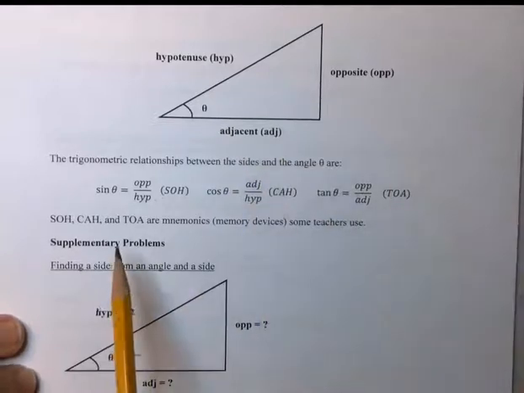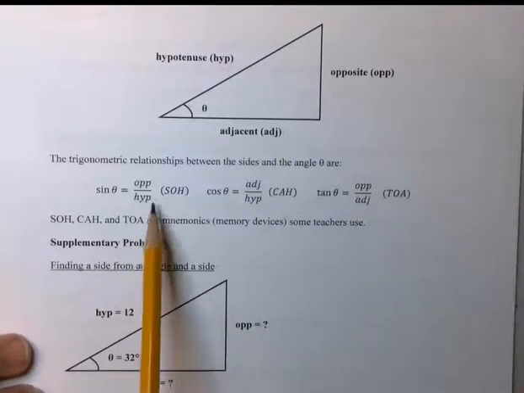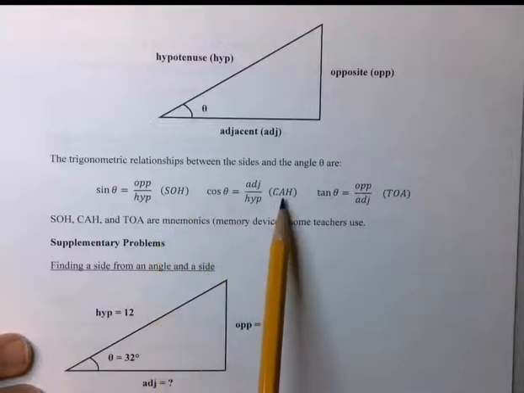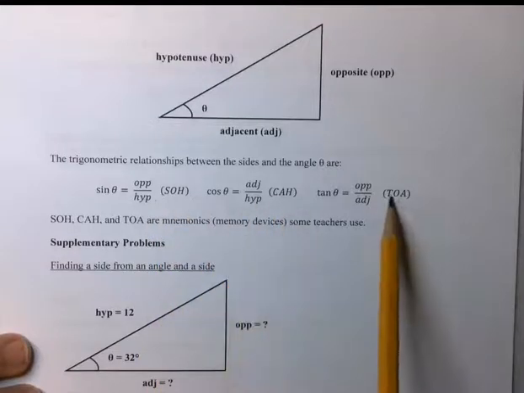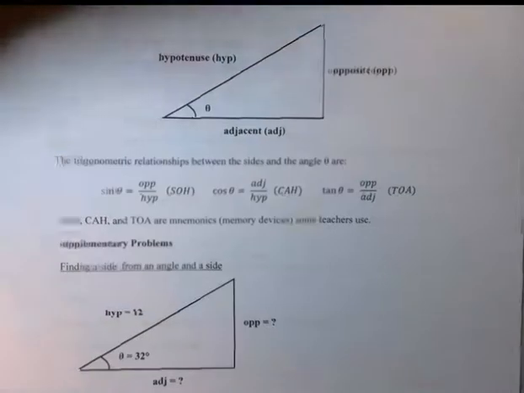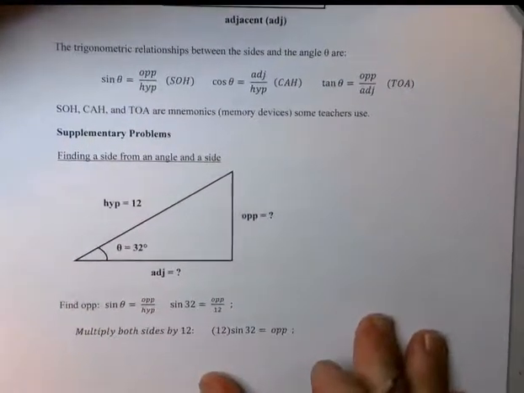And there's some mnemonics. Those are just memory devices that some teachers use. Sine, opposite hypotenuse; cosine, adjacent hypotenuse; and tangent, opposite adjacent. Okay? But you don't have to memorize those. You can have any notes that you want in front of you. All right, so let's go ahead and try a problem here.